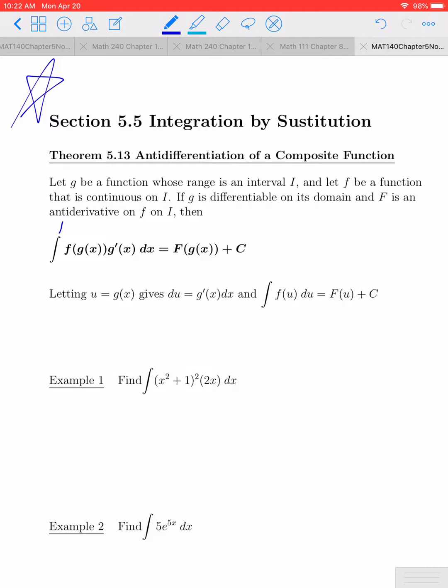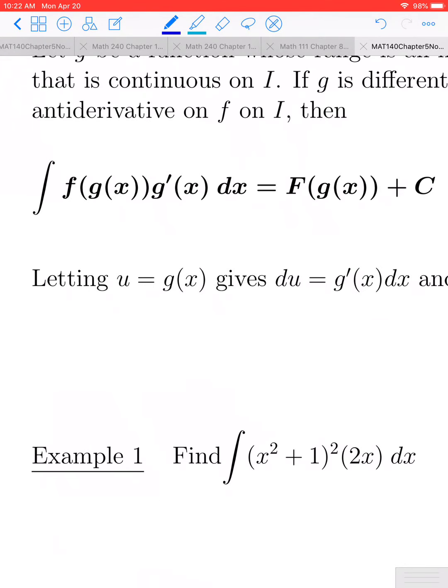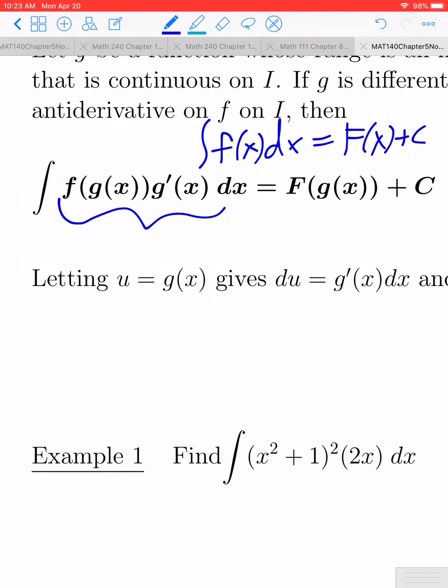Essentially what we are looking for is the antiderivative of functions of the following form. Instead of having just a simple antiderivative of some function, little f of x dx, we could have a function that was composed with another function. Let's suppose that function is g of x, and we want to find the antiderivative of this new function.